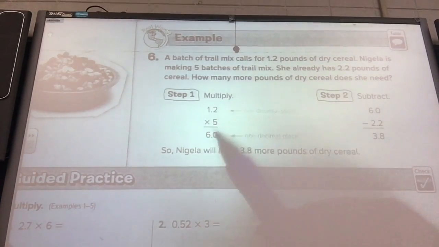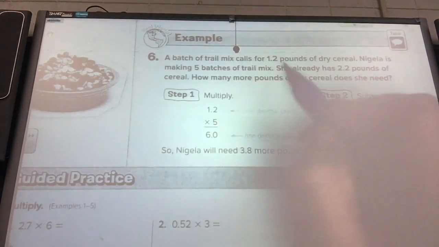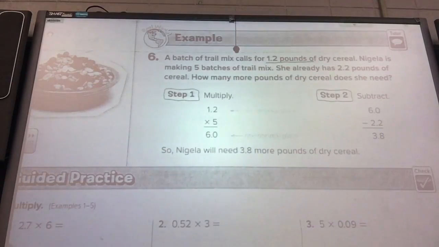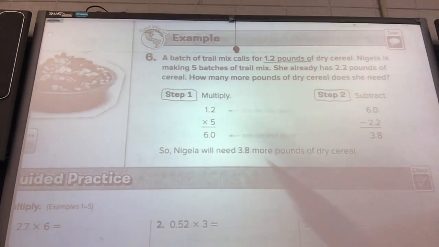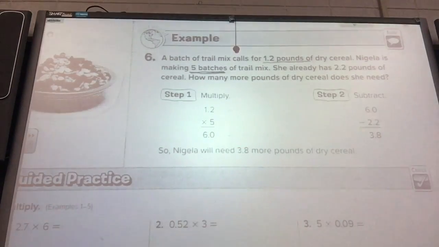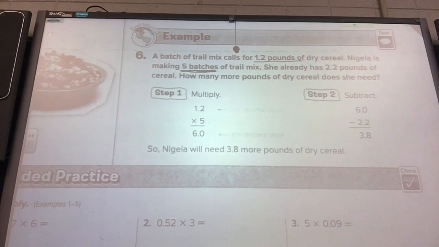So first it gives us 1.2 times 5. And why do we do that? Because we know that we need 1.2 pounds for a batch, and we're doing 5 batches. So we want to multiply times how many batches, which is 5. And when we do that, we get 6 pounds.